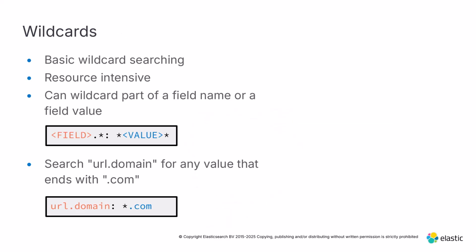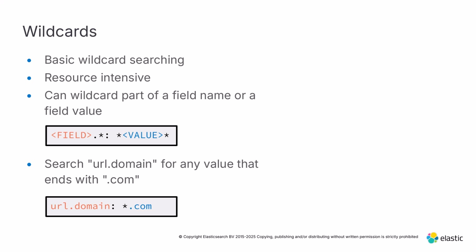Wildcards match any character any number of times. Now this is resource intensive. It's not efficient, but it's nice to have in your back pocket. Wildcards can be used in part of the field name or the value. This example is searching url.domain for any value that ends with .com.